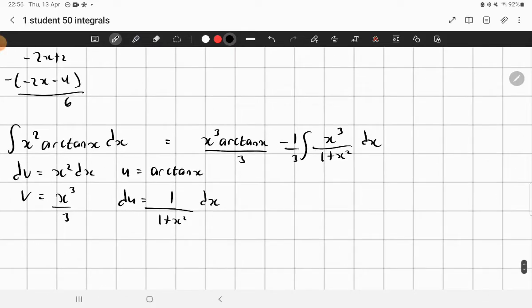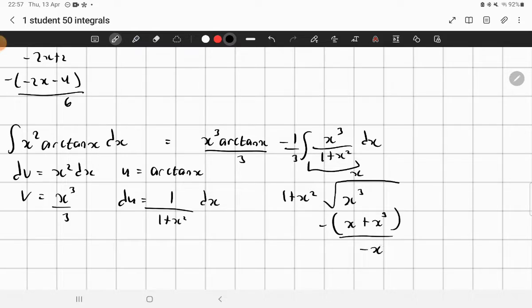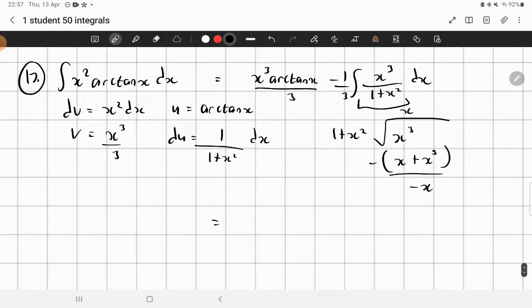Now we know that this term is improper. You have to apply long division. So here will be 1 plus x squared, x, plus x to the power of 3, minus, you are left with negative x, and I believe that's about it. So x cubed times arctangent of x over 3, then minus 1 over 3 times the integral of x minus x over 1 plus x squared.